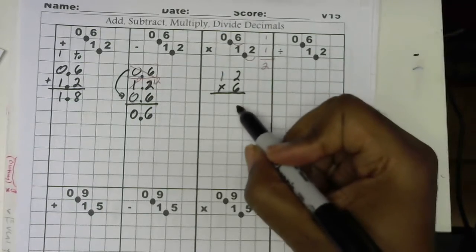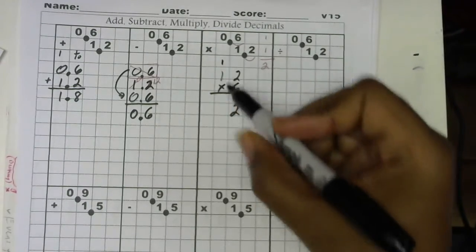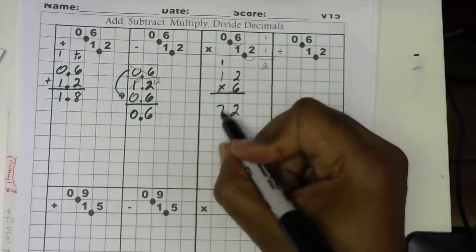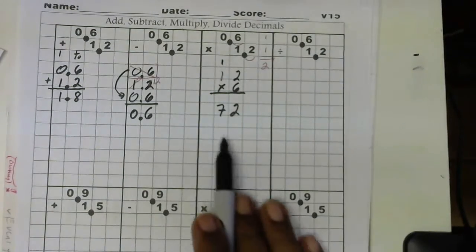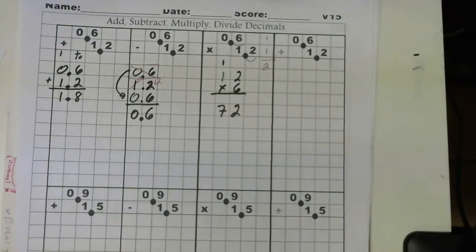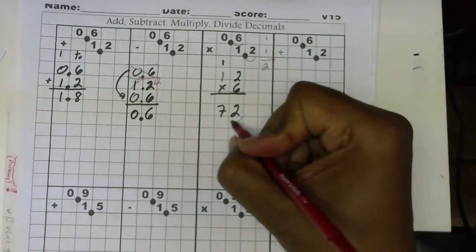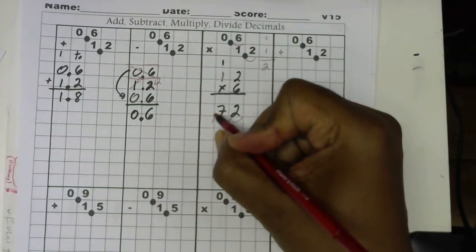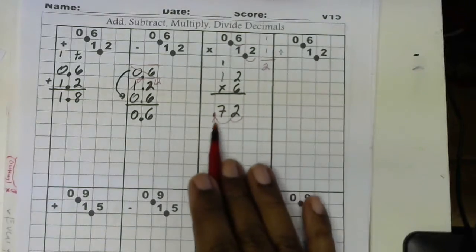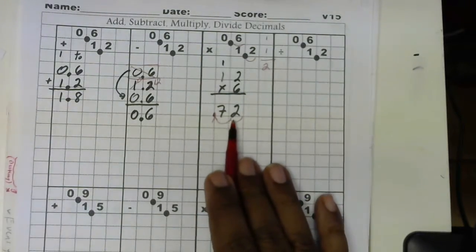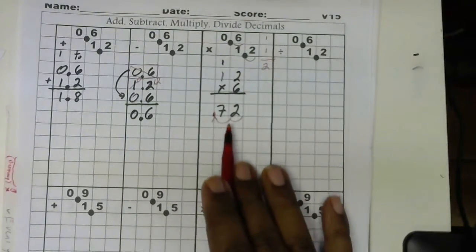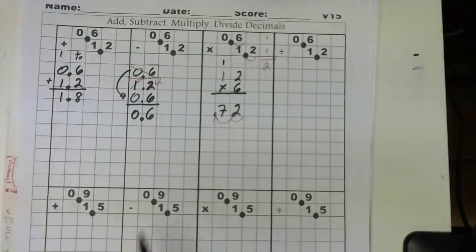6 times 2 is 12. Carry my 1. 6 times 1 is 6, plus 1 more makes 7. So that's 72. This 72 is going to have 2 decimal places. So let's create 2 decimal places. 1 and 2. And actually with 2 decimal places, this lets you know that this is in the hundredths. Okay, so the decimal places always tell you what kind of number you're dealing with, and this is 72 hundredths.